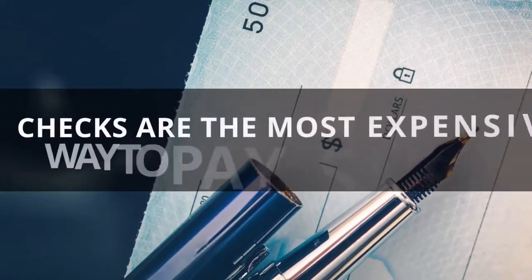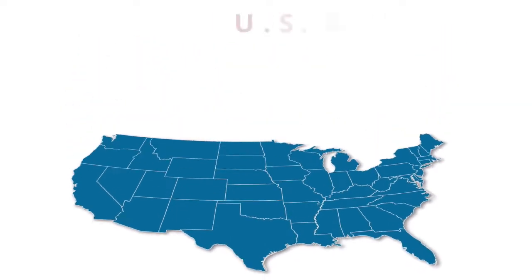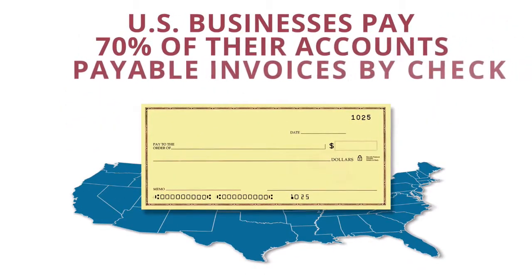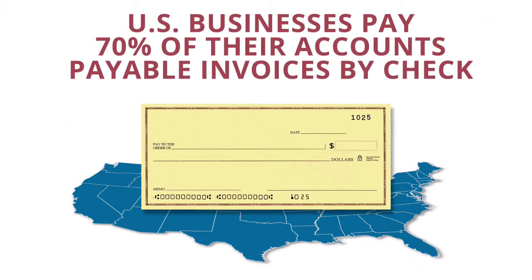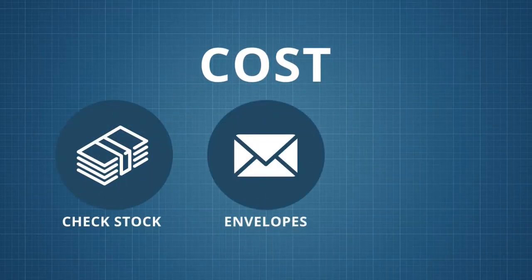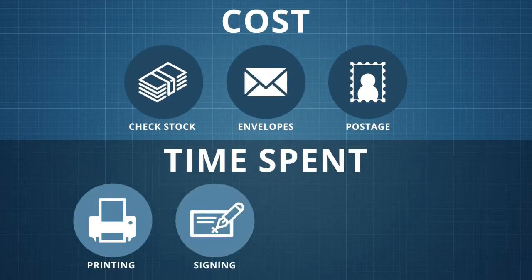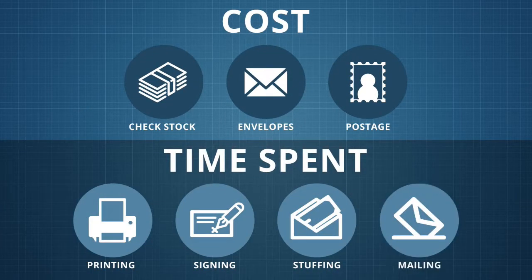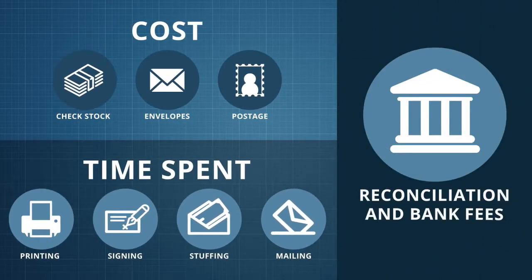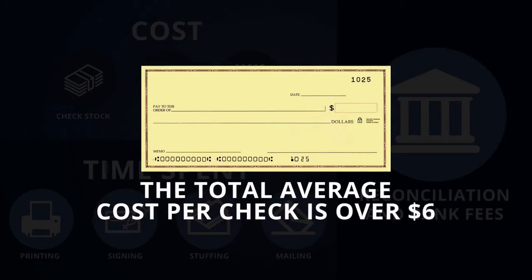Checks are the most expensive way to pay suppliers. Yet, U.S. businesses pay 70% of their accounts payable invoices by check. Of course, there's the obvious costs of the check stock, the envelopes, and the postage. But then there's also the time spent printing, signing, stuffing, and mailing the checks. Then there's reconciliation and bank fees. The total average cost per check is over $6.